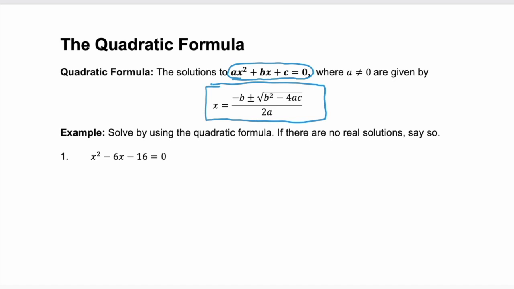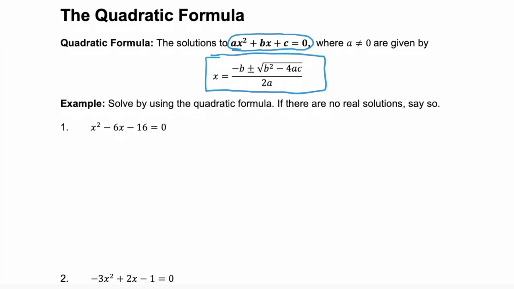Let's look at how to use that quadratic formula. So example 1, solve by using the quadratic formula. If there are no real solutions, say so. So in order to use the quadratic formula, we need to know the values for a, b, and c. A here is 1, b is negative 6, and c is negative 16. Now that we know our values for a, b, and c, we can plug them in to the quadratic formula.